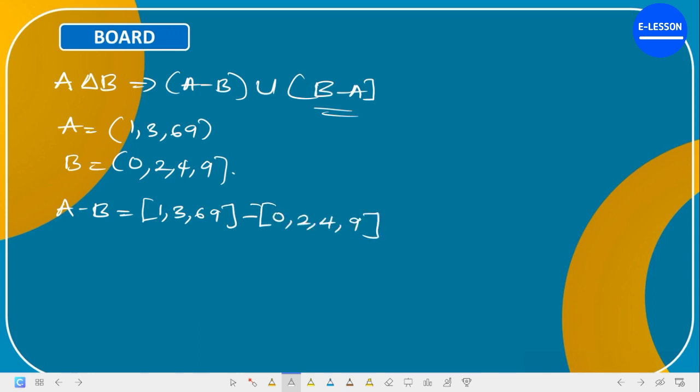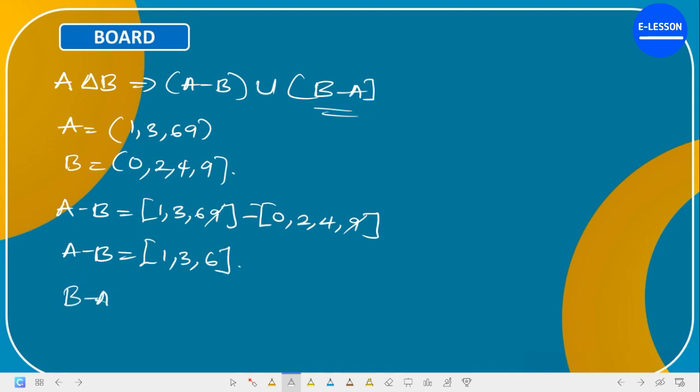0, 2, 4, 9. So what are those things present? 9 and 9 is out. What other thing again? That is the only thing. So A minus B is equals to, you are now going to write only this 1, 3, and 6. That is A minus B.